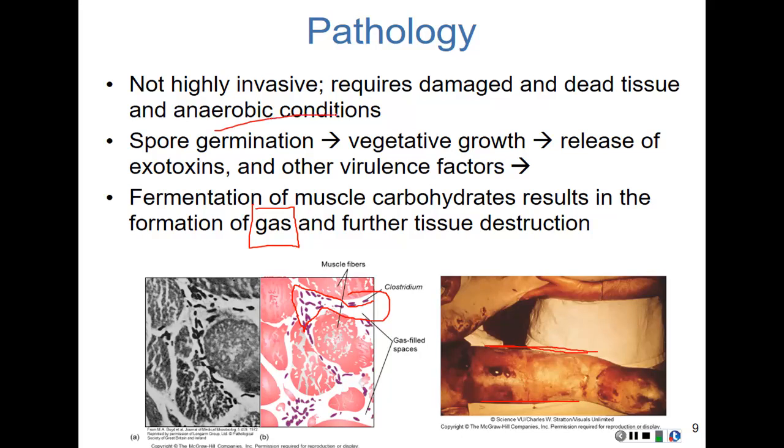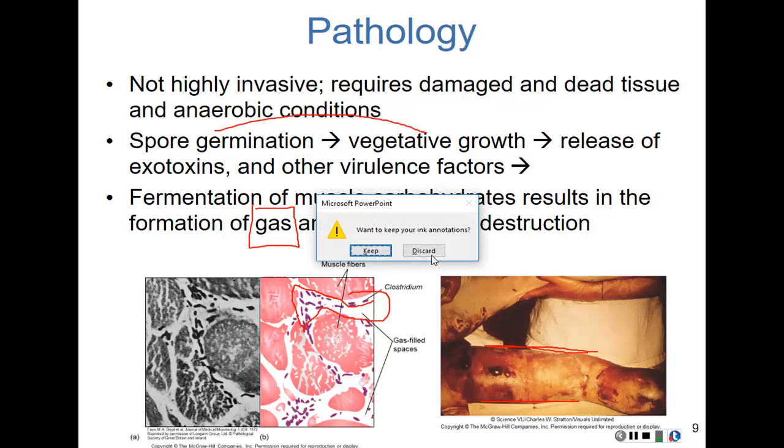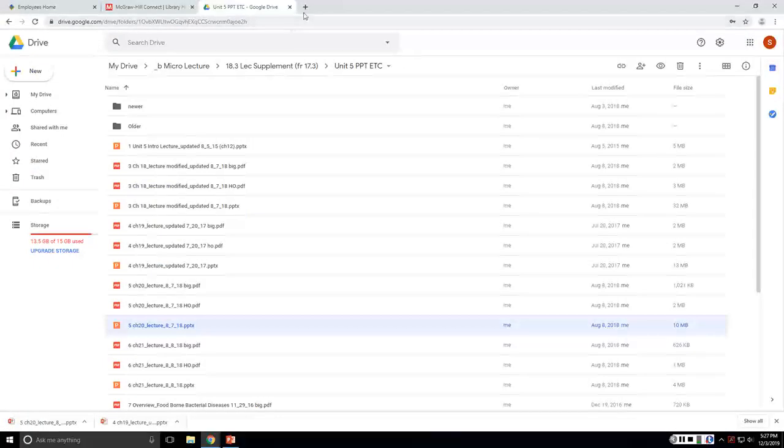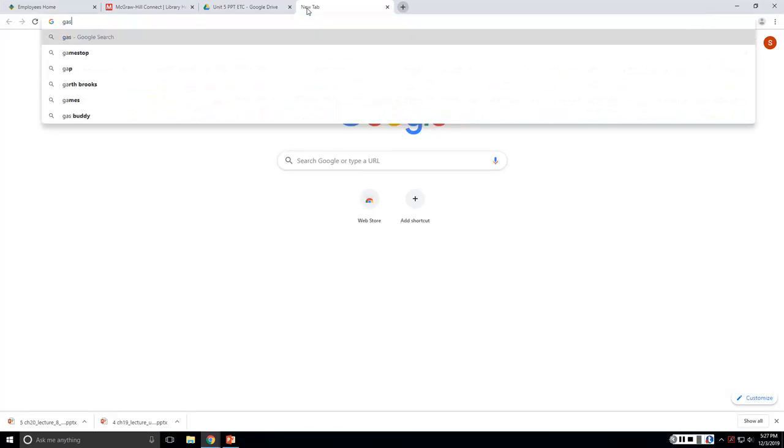Spores get in, they germinate. Gas gangrene has a lot of different views that you can get from gas gangrene.